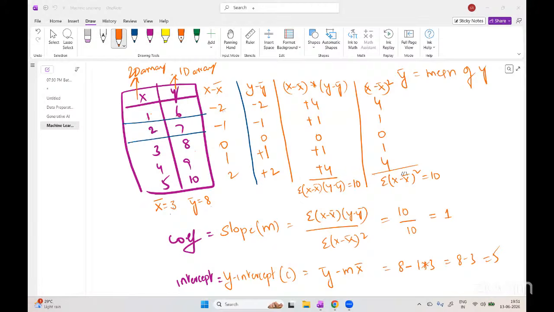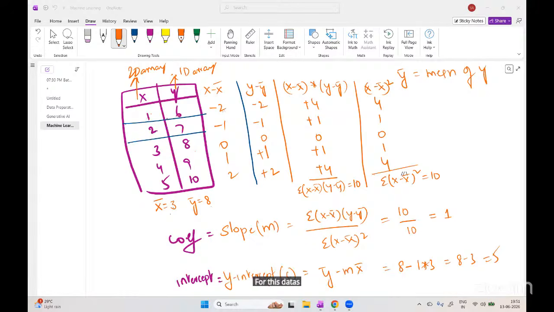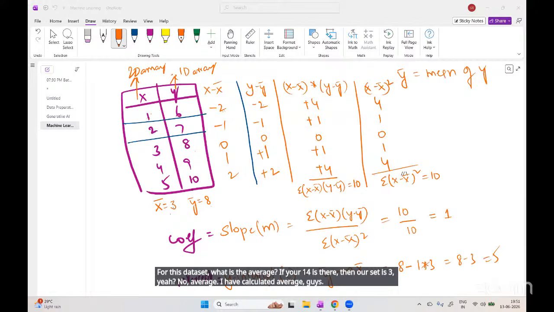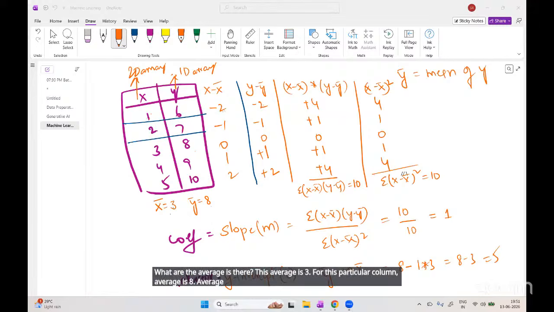Shiva Krishna, why have you taken x bar as 3 and y bar as 8? You tell me, Shiva Krishna. For this data set, what is the average value of x? If 14 is here, then also it is 3. No, I have calculated the average, guys. For this particular column, calculate the average. This average is 3. For this particular column, the average is 8. X bar is the average of x. Y bar is the average of y.